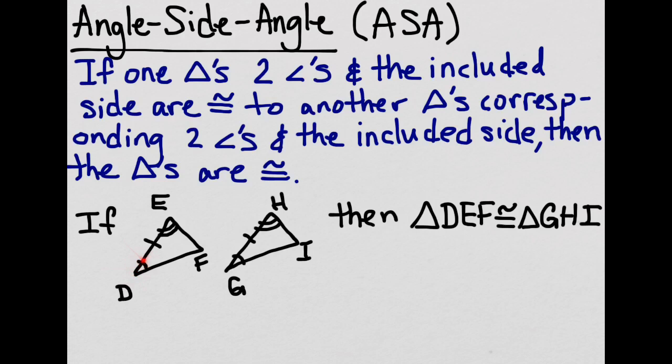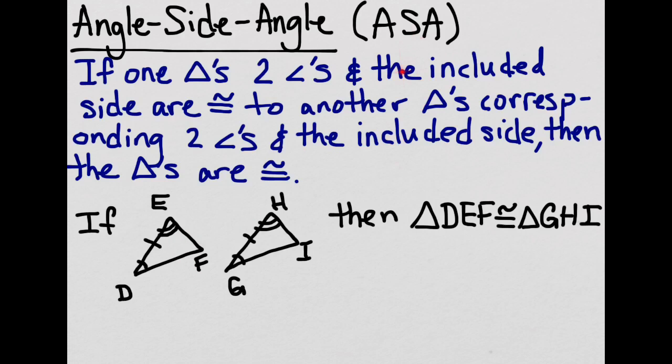So you'd come across an angle, a side, and then an angle. Same thing with the other triangle, an angle, a side, and then an angle. That's what we mean by included side. The side is right between the 2 angles. So I couldn't use the side DF and GI for the congruent side because that would be angle, angle, side, and that would not be this particular theorem.